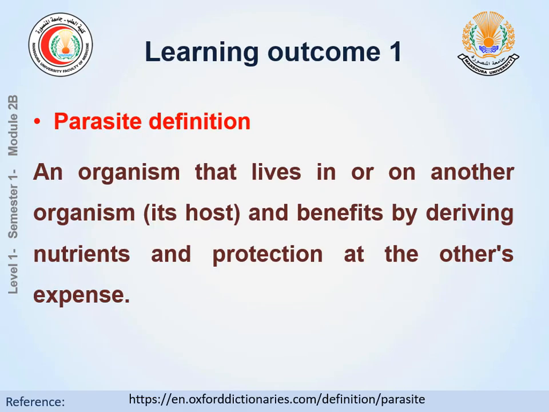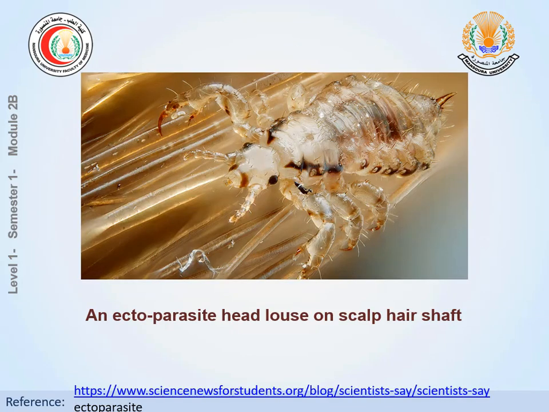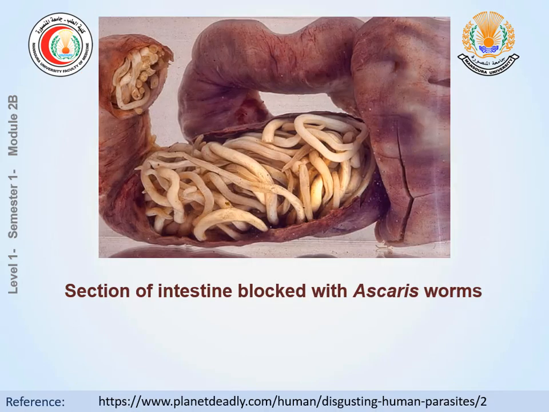A parasite is an organism that lives in or on another organism which is named the host. Why? The main aim of parasitism is that the parasite gains benefit in the form of nourishment and protection from the host that usually suffers from such association. This is an example of an ectoparasite, head louse, holding a scalp hair shaft. Another one lives inside, filling the intestinal lumen.